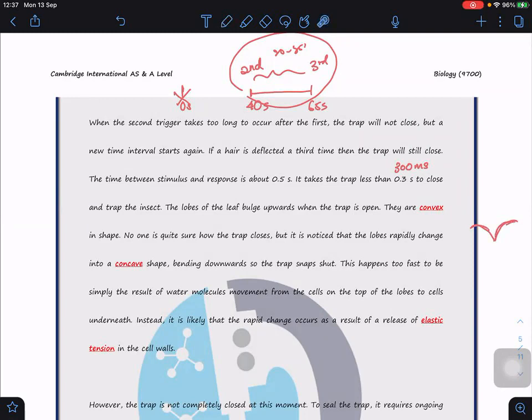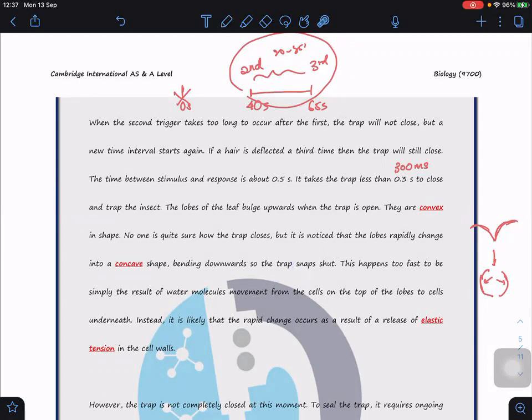No one is quite sure how the trap closes, but it's noticed that the lobe rapidly changes into a concave shape. So it means that from convex into concave, so that it can trap. Okay, can you see that? We are referring to the inner surface becoming concave. Okay, so bending downwards so that the trap snaps shut.